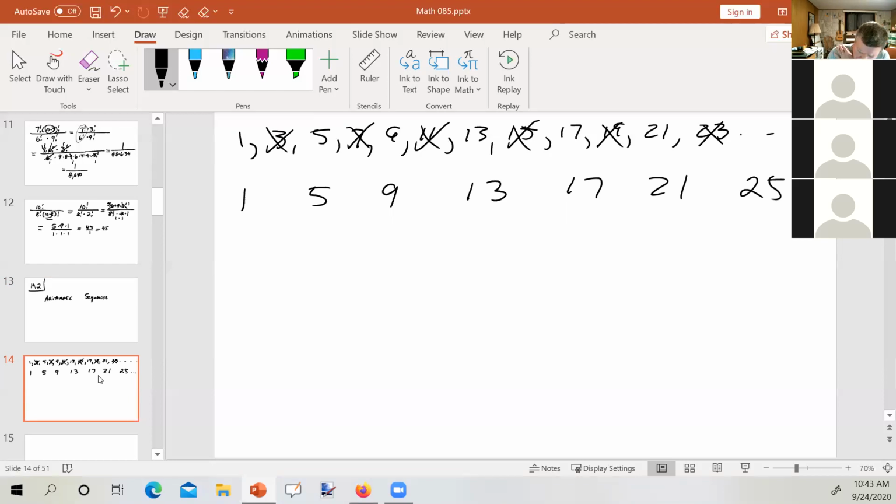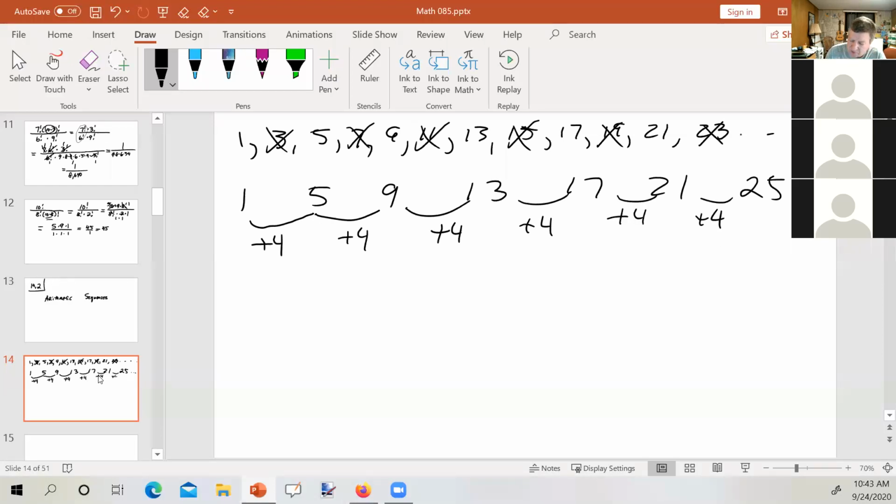How do I get from 1 to 5? I would add 4. How would I get from 5 to 9? I would add 4. From 9 to 13, add 4, add 4, add 4, add 4. So in fact, let's see, 25 plus 4 would be 29. So the next number would be 29, all right?